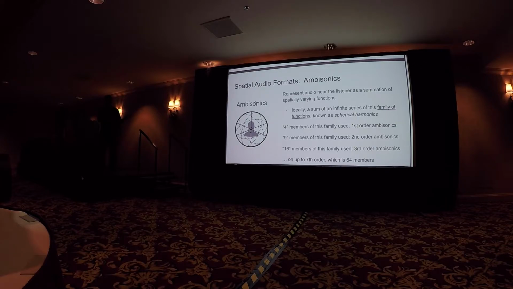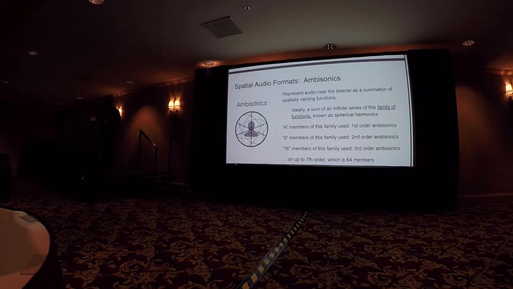And so now that we've talked about object-based audio, I want to get into Ambisonics and what Ambisonics is all about. Ambisonics represents audio near the listener as a summation of spatially varying functions. Basically, we're talking about a family of mathematical functions known as spherical harmonics. So it's a different way of representing 3D space using this family of functions, spherical harmonics. And I'm going to step through what these members of the family, the functions, do.